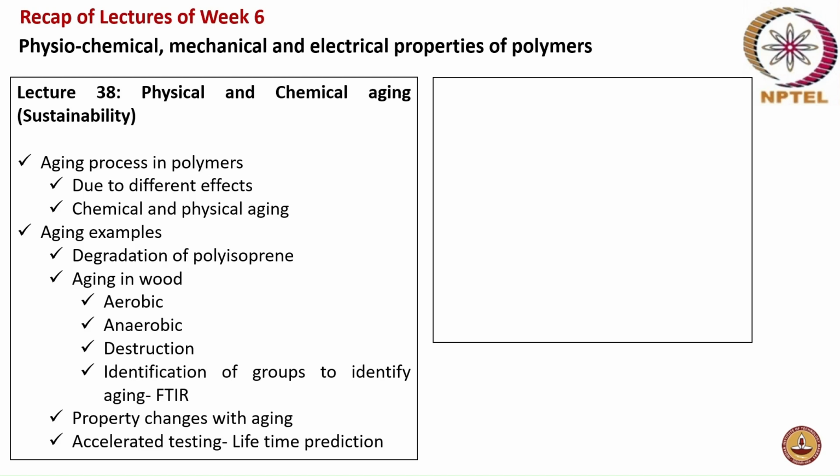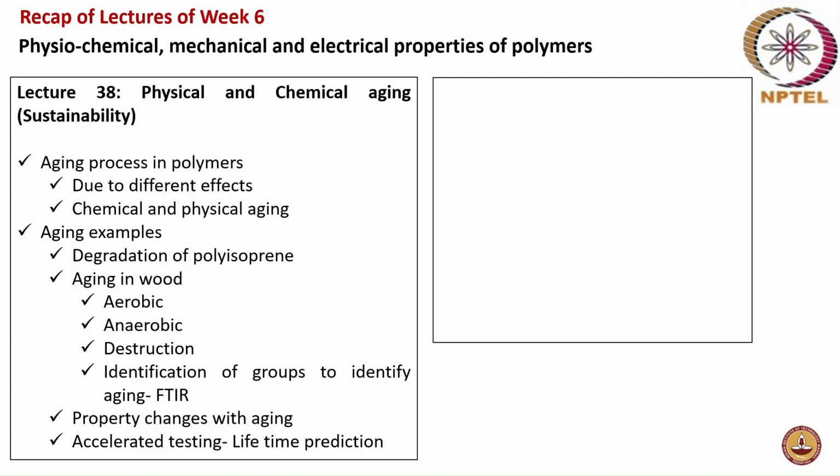What happens in the case of aerobic aging and what happens in the case of anaerobic aging? Aerobic means in the presence of oxygen or air. Anaerobic is the absence of oxygen. And then how the destruction happens. The microbial based destruction is what demarcates the natural polymers from the synthetic polymers. This is where people are working to add certain groups so that microorganism based degradation can happen, so that the sustainability aspect is introduced into the synthetic polymers.